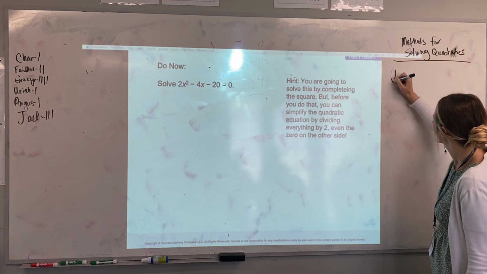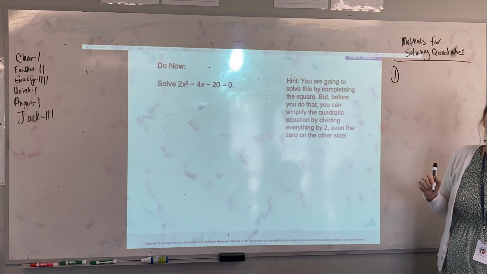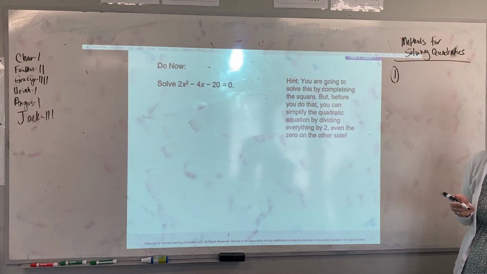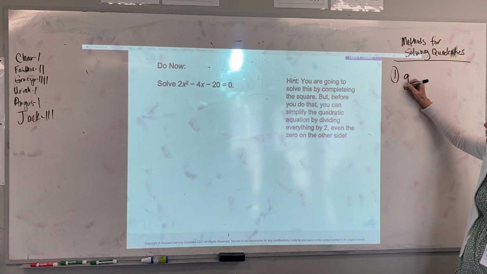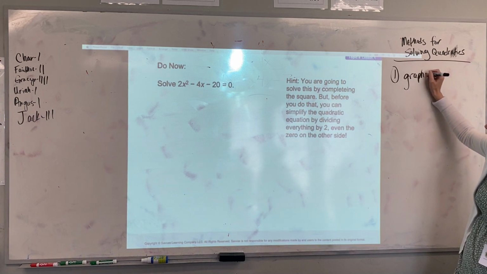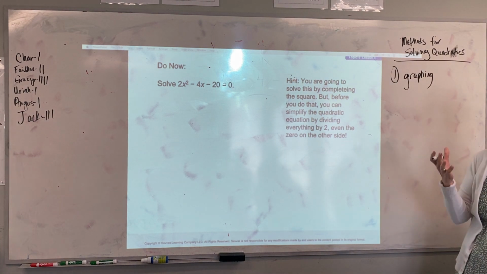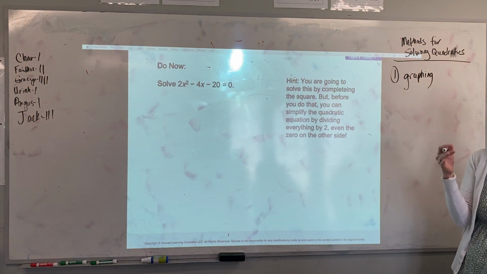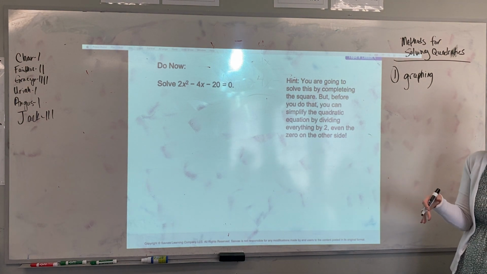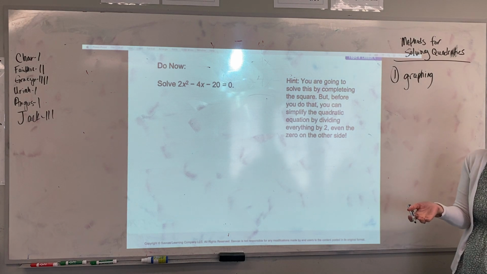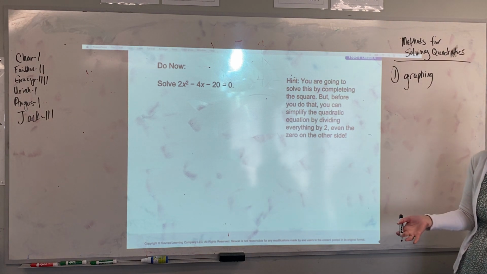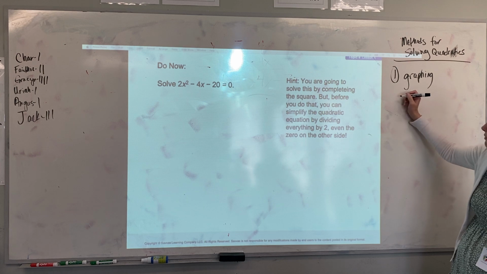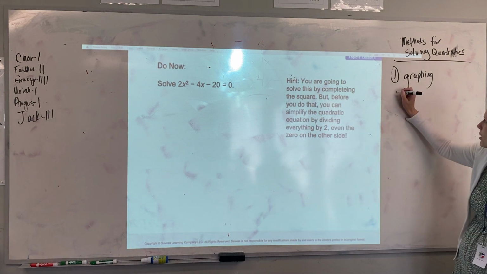The first method we learned was like just a big pain. It was graphing. Honestly, graphing is really only helpful if you already are given the graph with the parabola. Then you can just see where it intercepts the x-axis, or if it intercepts the x-axis, and then that will give you your solutions. That's really the only time when graphing is helpful. Obviously, that's not going to help us here.